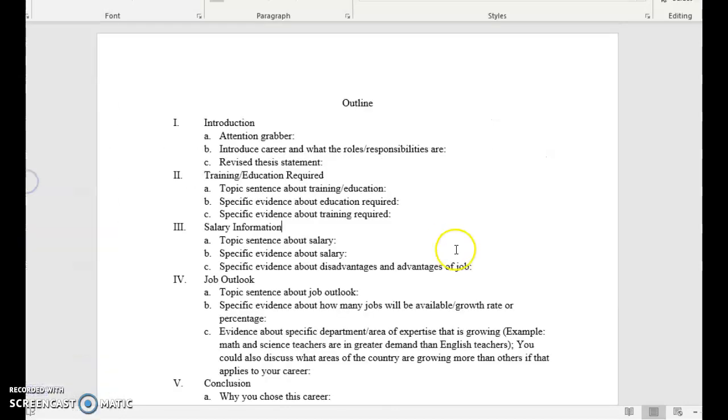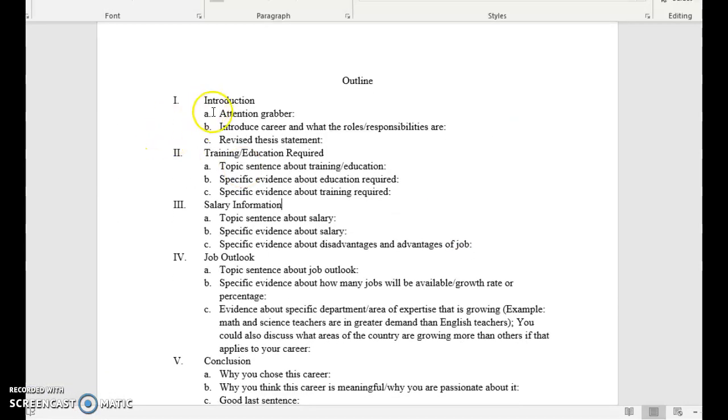All right, let's go back to this outline. So we've already talked about how to complete the introduction. Okay, we've also talked about what you're doing for this one. So your next paragraph, you're going to have a topic sentence about the salary. Now, I will say this, and I know some of you guys won't hear me, but please make sure you are not giving me the exact number in the topic sentence.